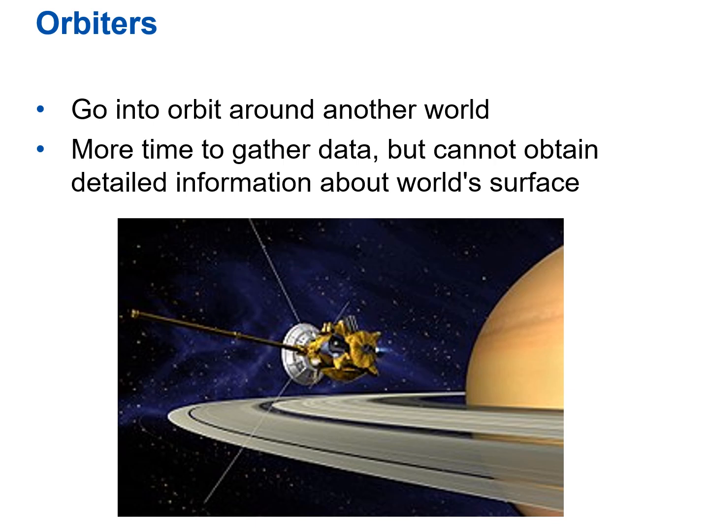An orbital spacecraft goes into orbit around another world. The benefit of that is there is more time to gather data as it just stays around the world. However, it cannot obtain detailed information about the world's surface.